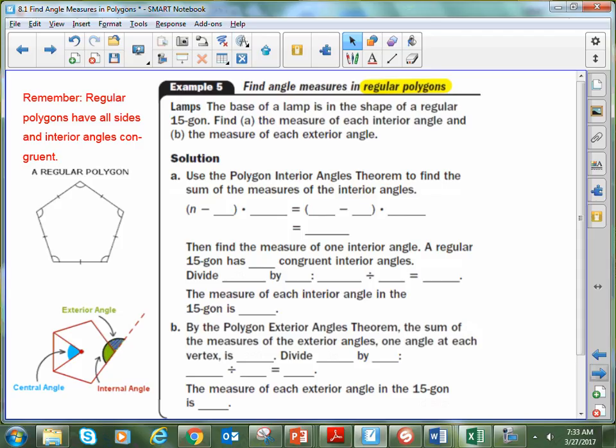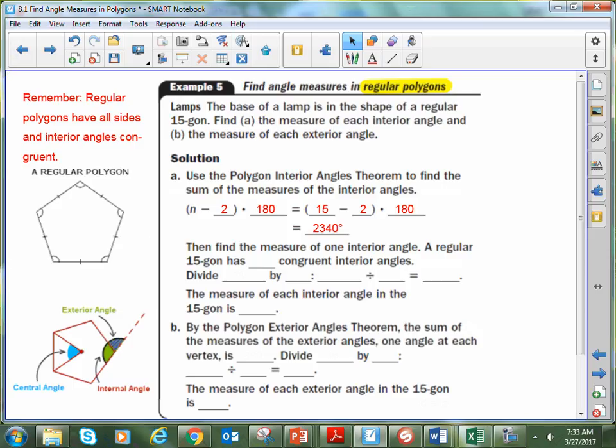So here, in this example, we're looking at lampshades. It's in the shape of a regular 15-sided polygon. Find the measure of the interior angles and find the measure of each exterior angle. Well, finding the measure of the interior angles is going to be relatively easy because, using my rule here, I can find that the sum of the interior angles of a, I'm sorry, not a pentagon, but of a 15-sided polygon is going to be 2,340 degrees.